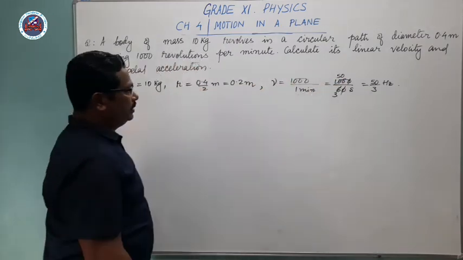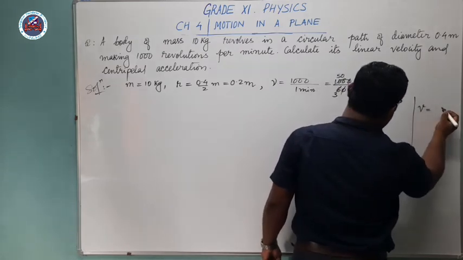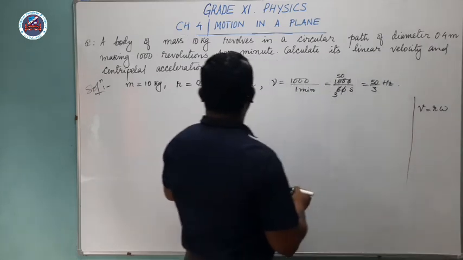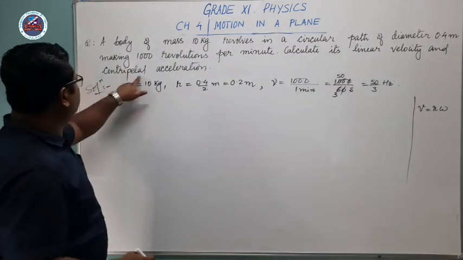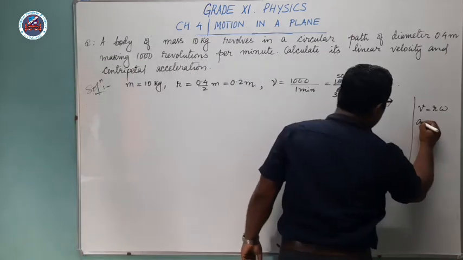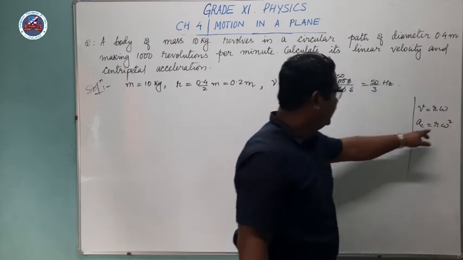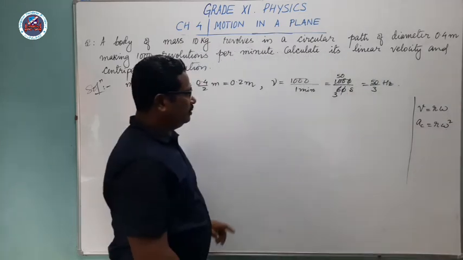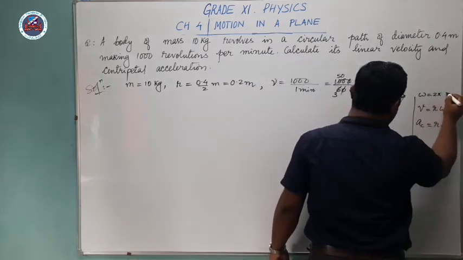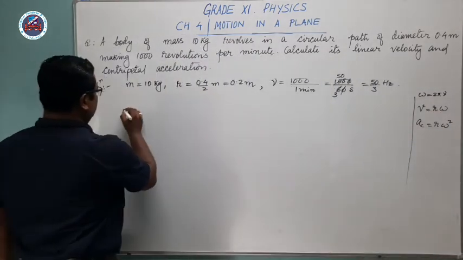Now to calculate linear velocity, you have to know your formula. Linear velocity is equal to r times angular velocity, and centripetal acceleration a_c is equal to r omega square. So you need to know the angular velocity. First of all, we'll find out the angular velocity. What is the formula for angular velocity? Omega is equal to 2 pi nu. With that, we'll find out the angular velocity.